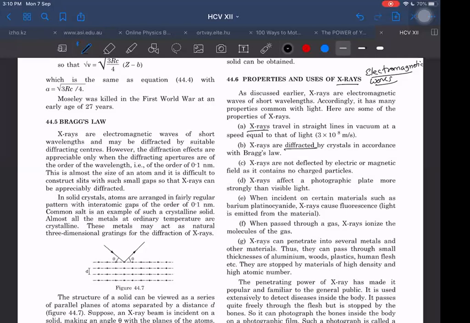Electromagnetic waves are not deflected by electric and magnetic fields. X-rays are also electromagnetic waves, so they will also not be deflected by an electric or magnetic field. If a light ray comes and I send it through an electric field, does the light ray deviate? No, it does not deviate. The same thing happens for X-rays, because they are also electromagnetic waves. X-rays can cause fluorescence. X-rays can ionize the molecules of gases. These can penetrate several metals and other materials. They affect the photographic plate more strongly than visible light.